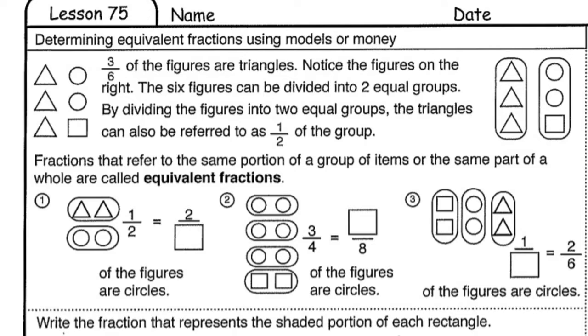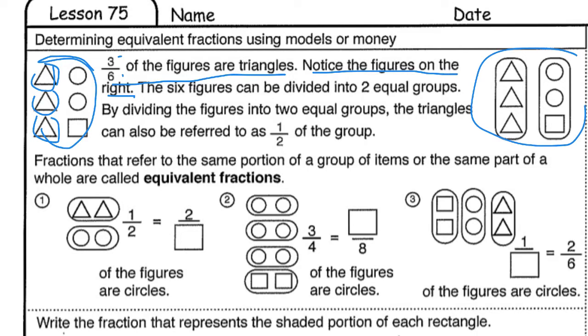Let's see. 3/6 of the figures are triangles. If you look at this picture here, you can see that there's 1, 2, 3 triangles, and there are 6 shapes altogether. So we would say 3 out of the 6 shapes, or 3/6, are triangles. Notice these figures over here. The 6 figures can be divided up into 2 equal groups. By dividing the figures into 2 equal groups, the triangles can also be referred to as 1/2 of the group.